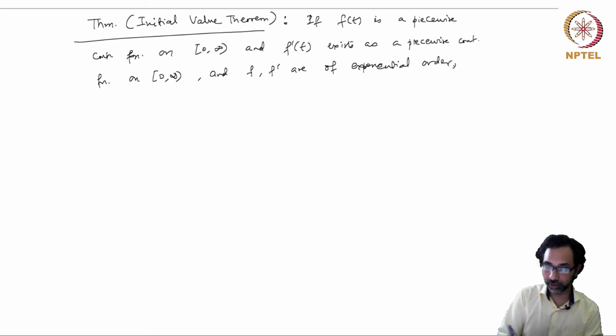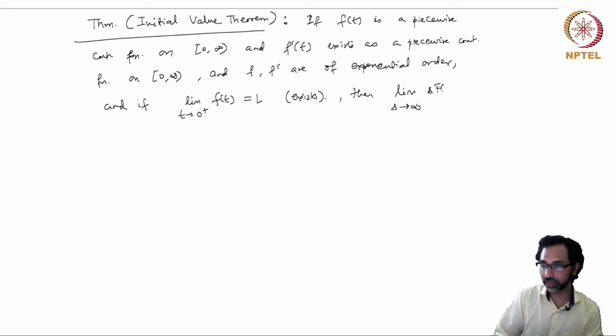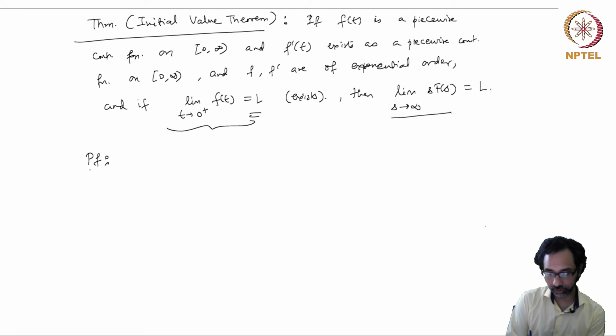Now suppose further that the limit as t goes to 0 plus of f(t) equals L. So this limit exists. Then this theorem says that the limit as s tends to infinity of sF(s) is equal to this limit L, provided this limit exists, and these two are equal. So let's see the proof.